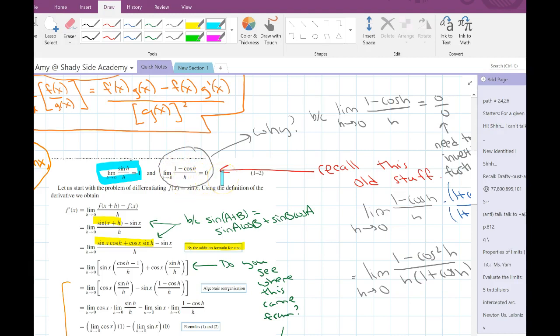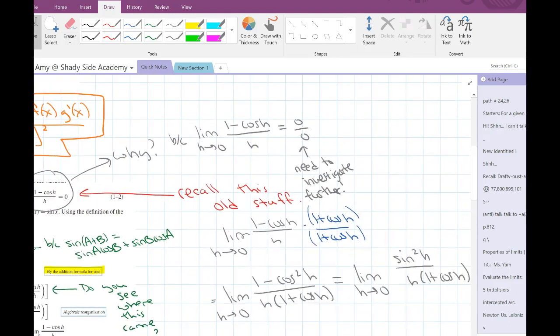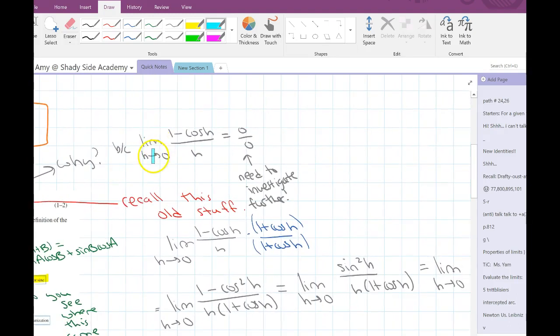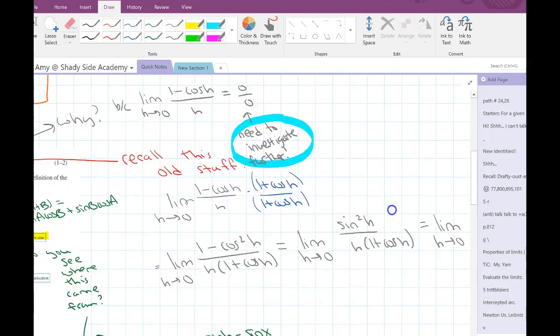Well, in this class, boys and girls, we don't ever take anything for granted. We're going to say, wait, we never memorized that. Why is that? Well, let's go over here and figure out why. Let's see. Here is the limit as h approaches 0 of 1 minus cos h over h. It equals 0 over 0. Oh, indeterminate. Need to investigate further. We can't assume anything of this limiting form. And here, just follow the gray here. Ignore the red for now. Well, I'm going to do this.